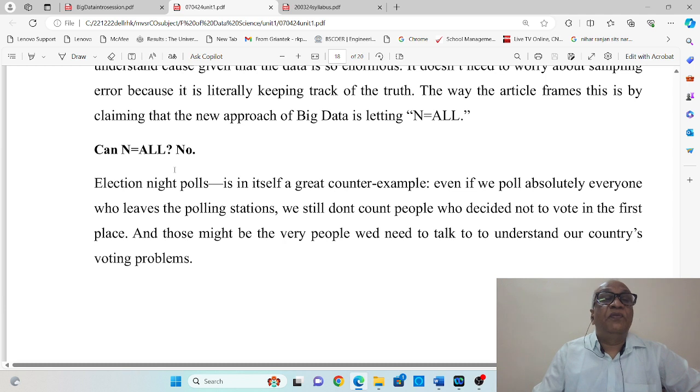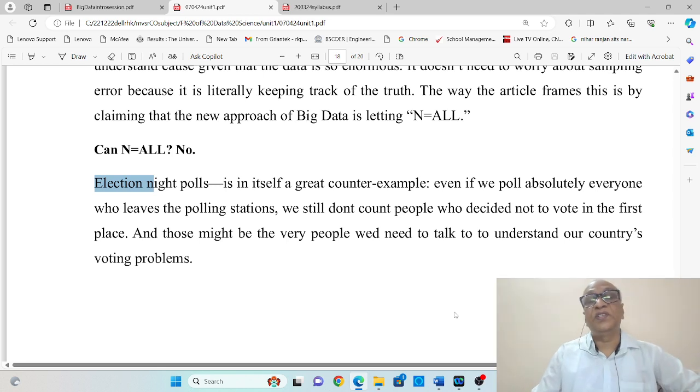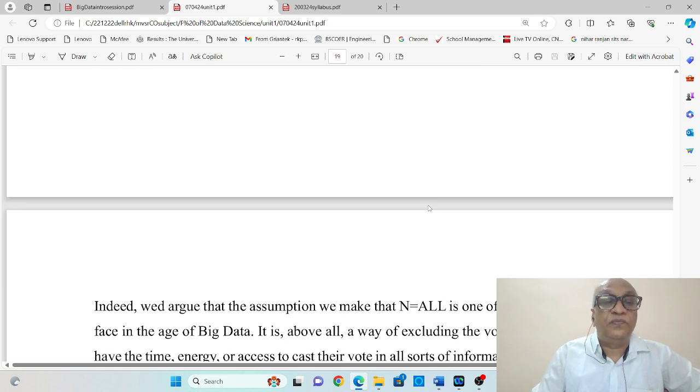Say, for example, there is an election going on, and we are doing polling. For us, what is the meaning of n equal to all? Whosoever came for voting that day. For you, that is n equal to all. But there may be thousands of people who did not come for voting that day for multiple reasons. They are busy with their job, there are some emergencies, they went to hospital. So whatever conclusions you draw from this n equal to all may be totally wrong.